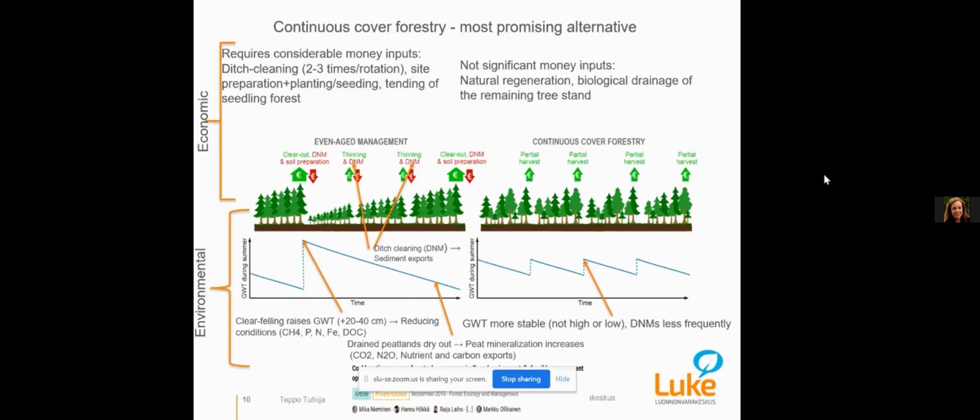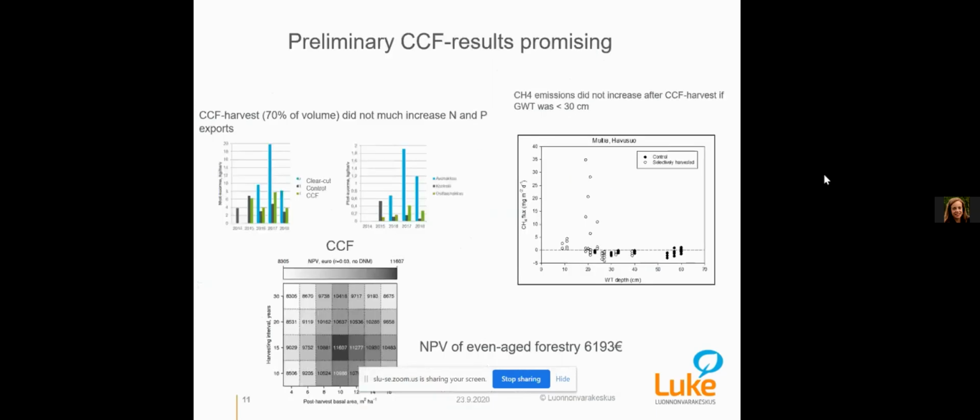So compared to even age management, we found continuous cover forestry preferable, especially because groundwater table would be more stable. It would not rise very high or drop very deep, and of course, it would also be a benefit that we would need ditch cleanings less frequently. Okay, and we already have some preliminary results related to this continuous cover forestry, and they are very promising.